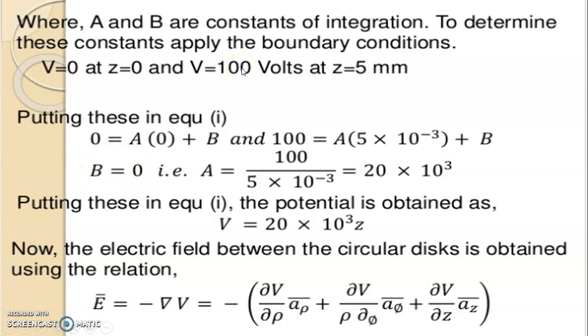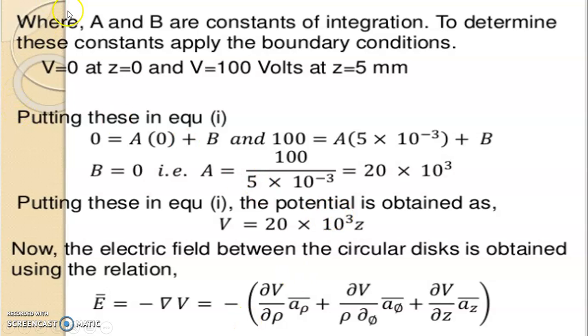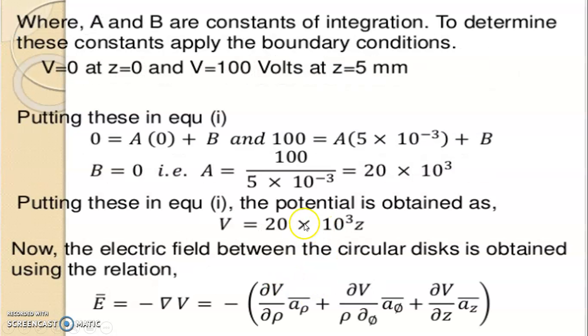Now V is equal to 100 and z is equal to 5 mm. Since it is in mm, convert it into meters. It will be 100 is equal to A into 5 times 10 to the power of minus 3 plus B. Our B was 0. So you will get the value of A, which comes out to be 20 into 10 to the power of 3. Put this value in equation number 1. So V is equal to Az plus B, and since B was 0, V is equal to 20 into 10 to the power of 3 times z. Now this is the potential.